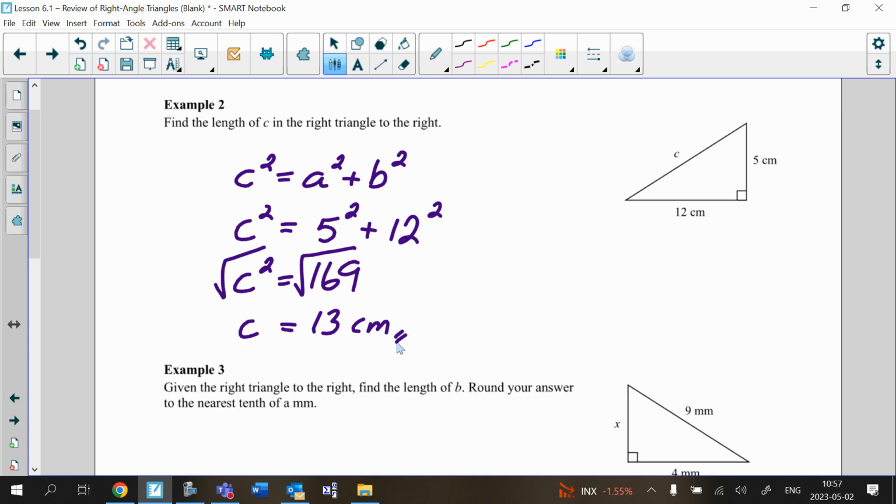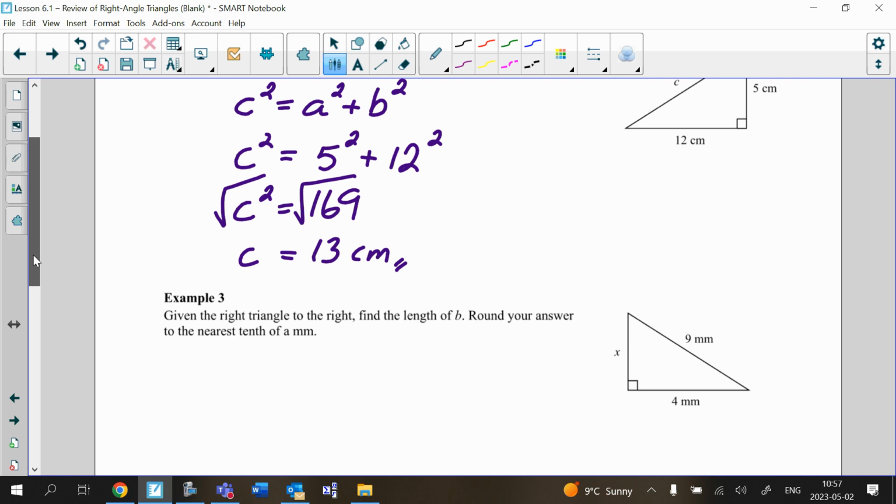Next example, we're given another right triangle. What's missing this time, the hypotenuse or one of the legs? One of the legs. So again, we want to use our formula. C squared equals A squared plus B squared.